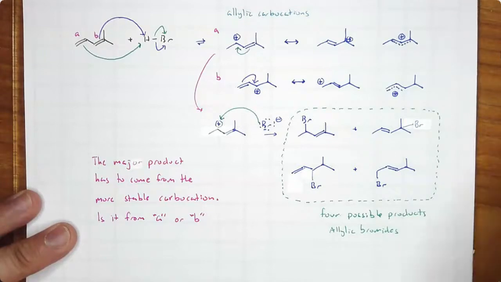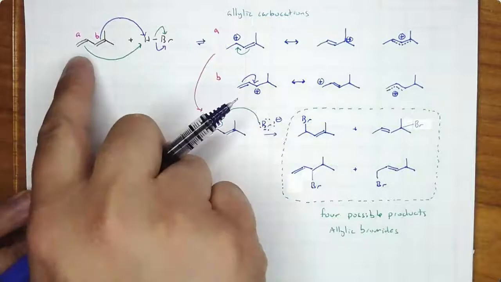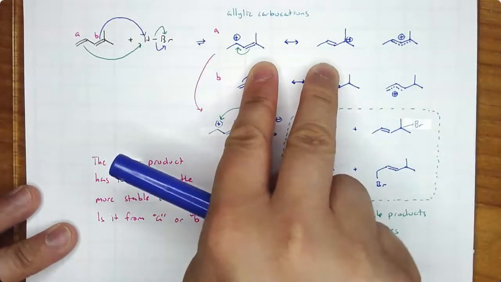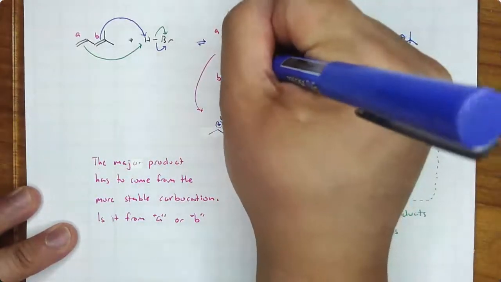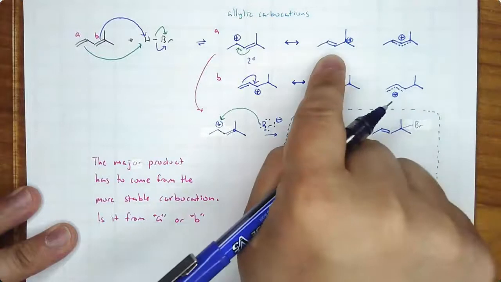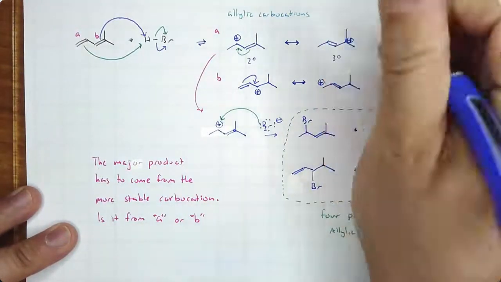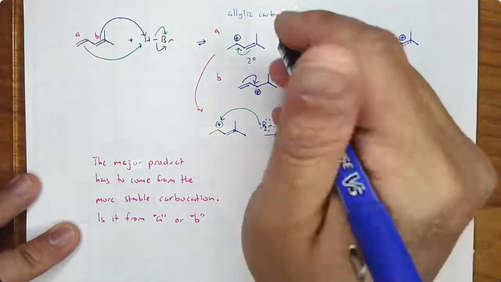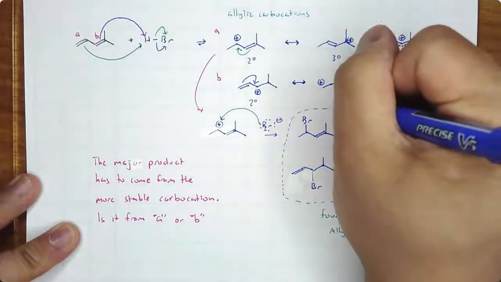Let's take a look at the carbocation resonance structures that come from double bond A, and we get these 2 resonance structures. The first one is secondary allylic, and its resonance is tertiary allylic, right? Tertiary allylic type of carbocation. Over here we have a secondary allylic carbocation, and over here we have a primary.